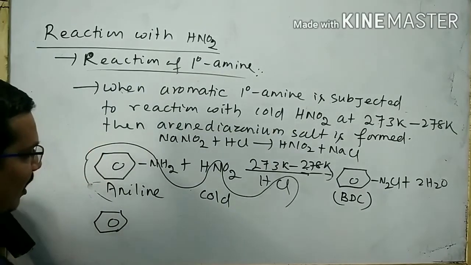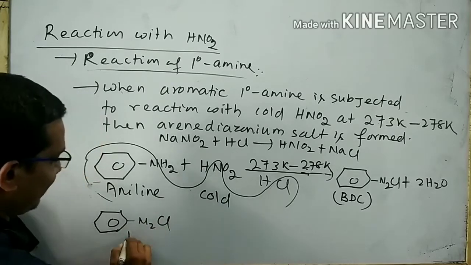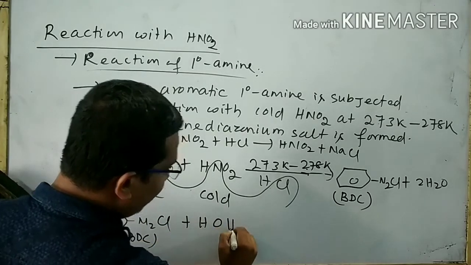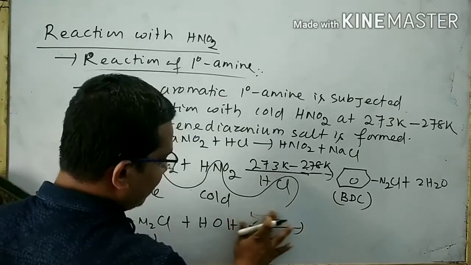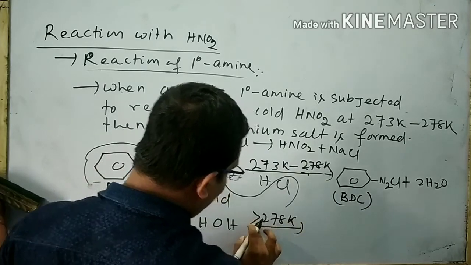The reaction I can write like this. This is the BDC. Now it is subjected to reaction with water. Water we can write as HOH. If the temperature is above 278 Kelvin, then what will happen?